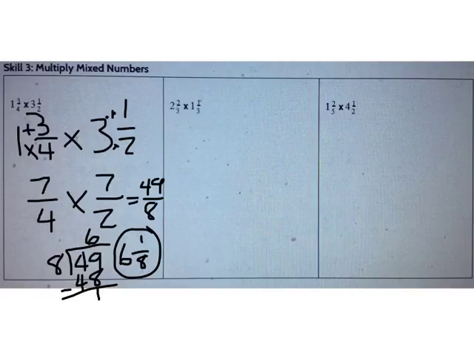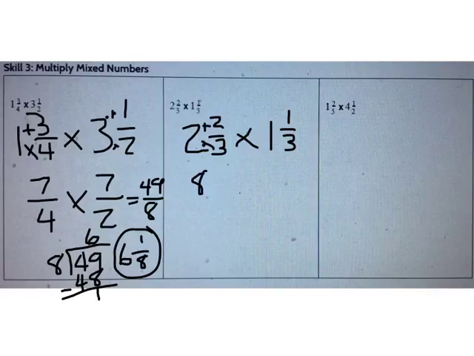Let's try another. 2 2/3 times 1 1/3. First, change 2 2/3 into an improper fraction. How do I write 2 2/3 as an improper fraction? Well, 2 times 3 is 6, plus 2 more is 8 thirds. How do I write 1 1/3 as an improper fraction? Well, 1 times 3 is 3, plus 1 more is 4 thirds.